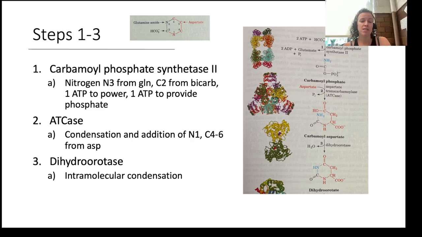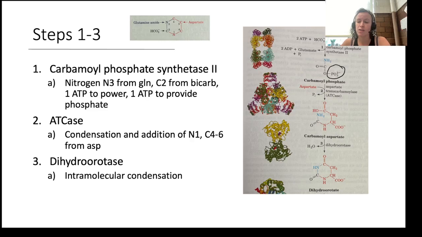So the first step is performed by carbamyl phosphate synthetase 2. Here we are going to get the N3 nitrogen from a glutamine. We've seen that already. We're also going to get carbon 2 from bicarbonate. And this is interesting, folks, because this reaction uses 2 ATPs. Well, one of those ATPs powers the reaction, right? Remember, these anabolic pathways use energy. But the other ATP provides the phosphate of carbamyl phosphate.